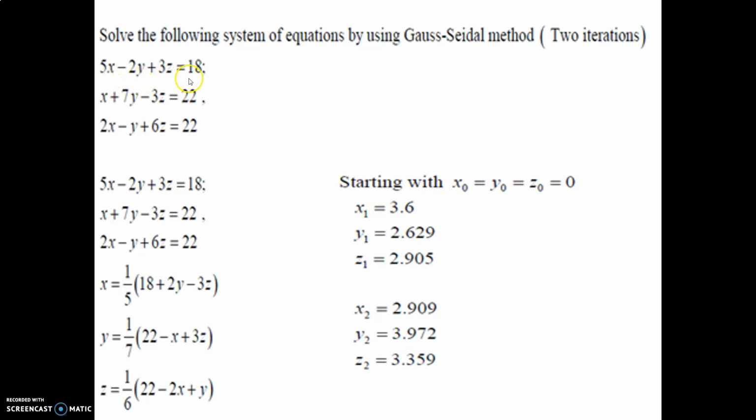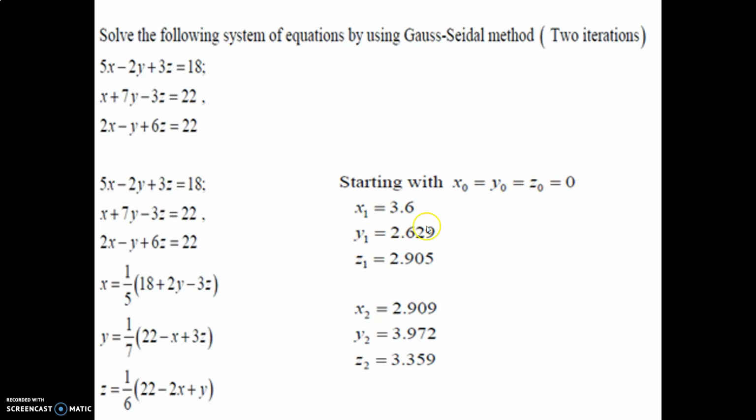Solve the following system of equations using the Gauss-Seidel method: 5x minus 2y plus 3z equal to 18, x plus 7y minus 3z equal to 22, 2x minus y plus 6z equal to 22. First we have to convert it into the form x is 1 upon 5 (18 plus 2y minus 3z), y is 1 upon 7 (22 minus x plus 3z), z is 1 upon 6 (22 minus 2x plus y).